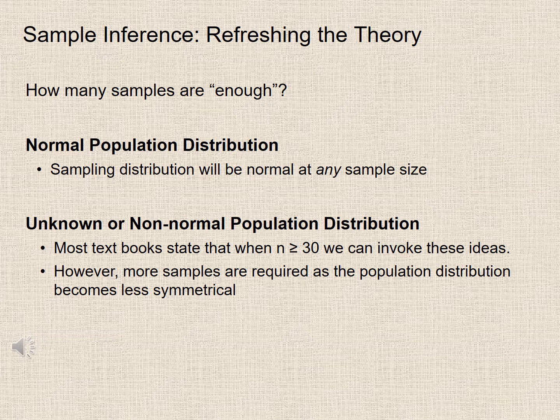The thing to remember is that as a variable's population distribution becomes less normally distributed, more samples are required. This means we need to use our judgment and knowledge as managers to determine how variable we think a population is, to determine how many samples are needed to invoke these ideas.